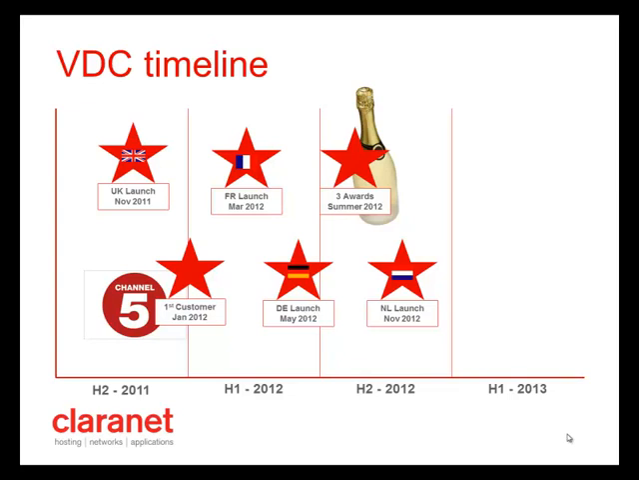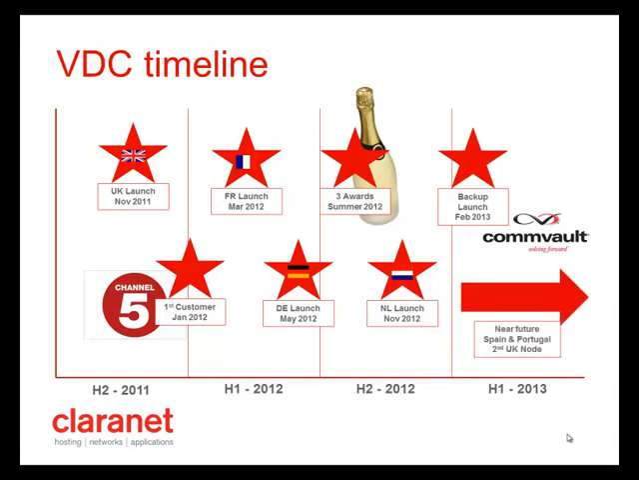Then later on we also launched into Netherlands, so we have a node in Eindhoven in the Netherlands, and that opened in November 2012. And finally, most recently, we've added a new feature to VDC, which is backup, the ability to have machines automatically backed up on a daily basis, and we did that in partnership with Commvault, and that launched last month, February 2013. Coming in the very near future, we'll have nodes opening in Spain and Portugal, and due to the success of the first UK node, we're also planning to open a second UK node in a separate geographic data center to give the option of 2 different data centers in the UK, and we'll have more news on that hopefully towards the June-July timeframe.